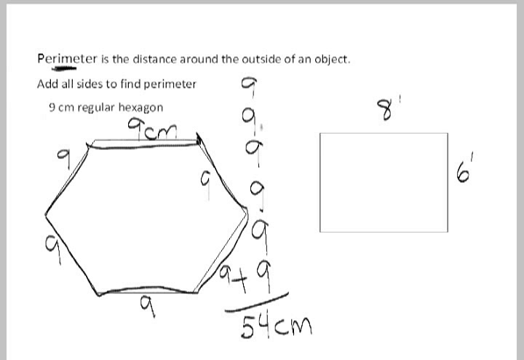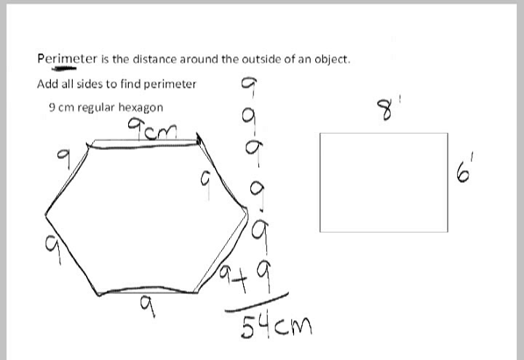So one way to remember this is that one of the practical applications for perimeter is putting a fence around a yard. If we put a fence around a yard, we need to find the perimeter because we need to know how many feet of fencing we need in order to go around the outside edge.